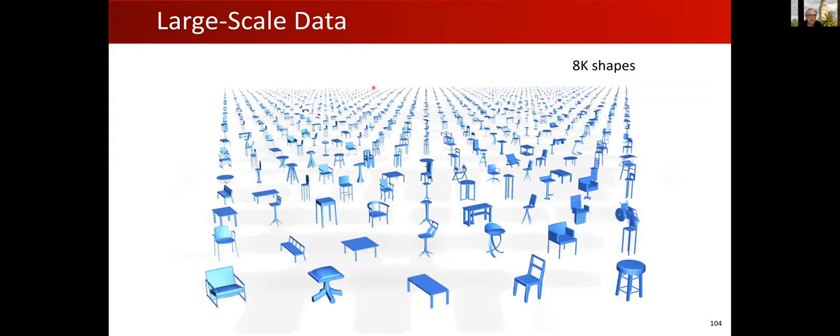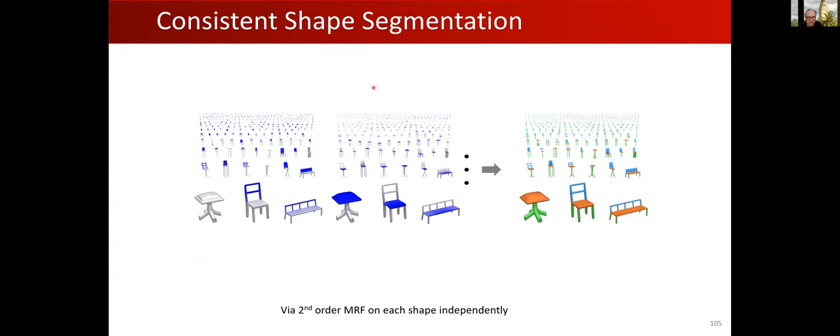So, you've seen this before. This is a pretty large collection of chairs, tables and so on. By using this technique, we can compute a consistent segmentation using a Markov random field approach on each shape independently. And again, as I mentioned earlier, the structure arises from the network. The network discovers the shared parts because that is the most efficient way for it to factorize the maps between the shapes.